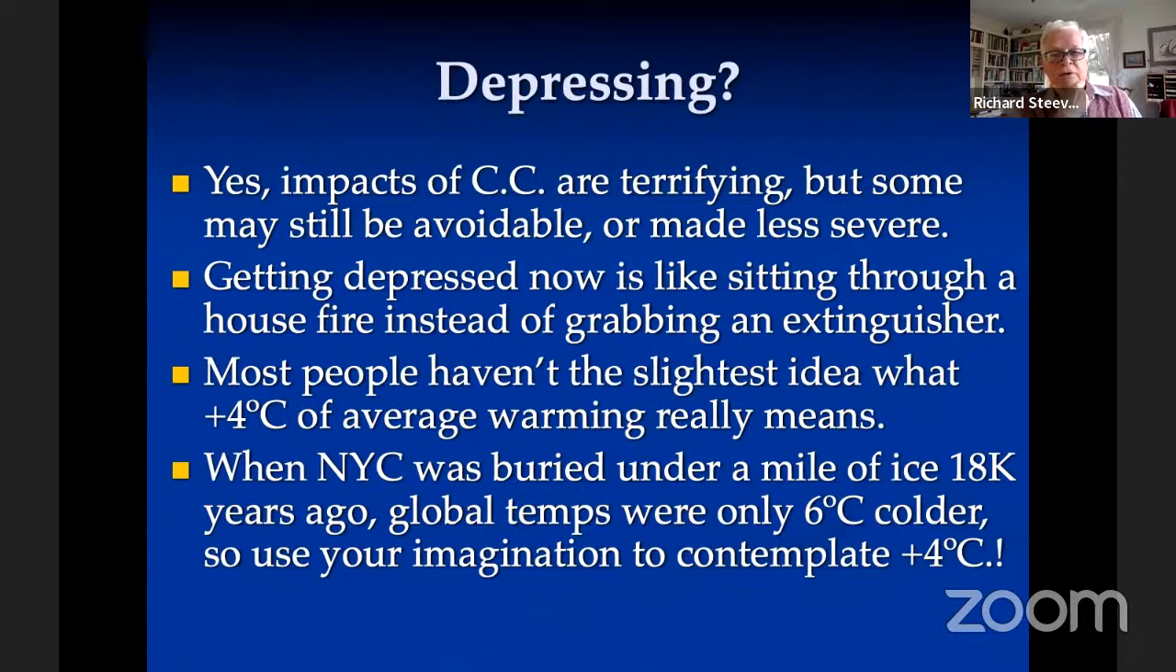Impacts of climate change are terrifying, but some may still be avoidable or made less severe. Getting depressed now is like sitting through a house fire instead of grabbing an extinguisher. Most people haven't the slightest idea what 4 degrees of average warming really means. When New York City was buried under a mile of ice 18,000 years ago, global temperatures were only 6 degrees colder. So use your imagination to contemplate 4 degrees warmer.